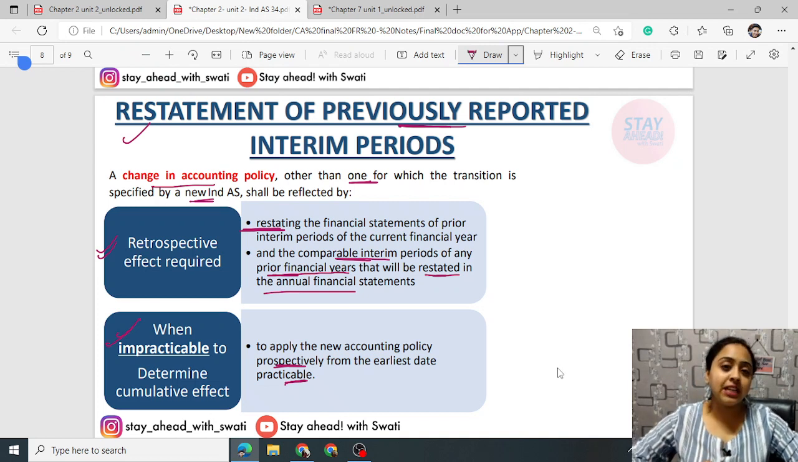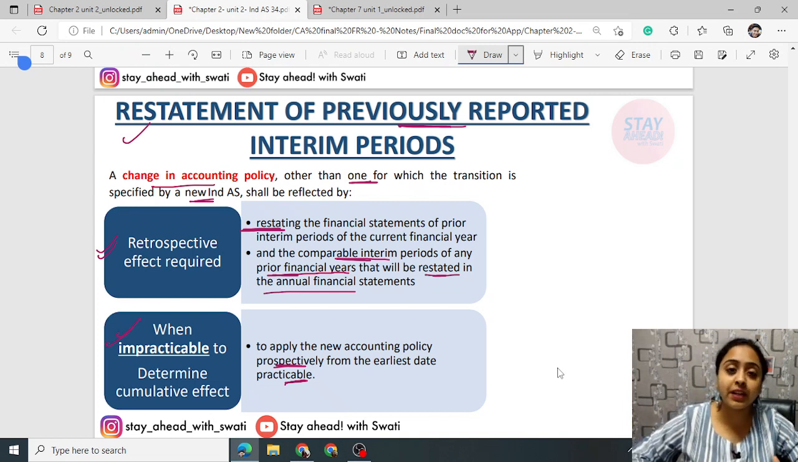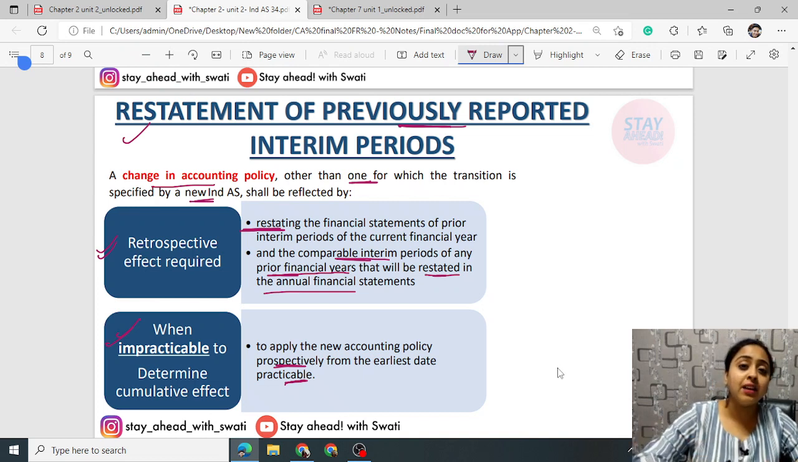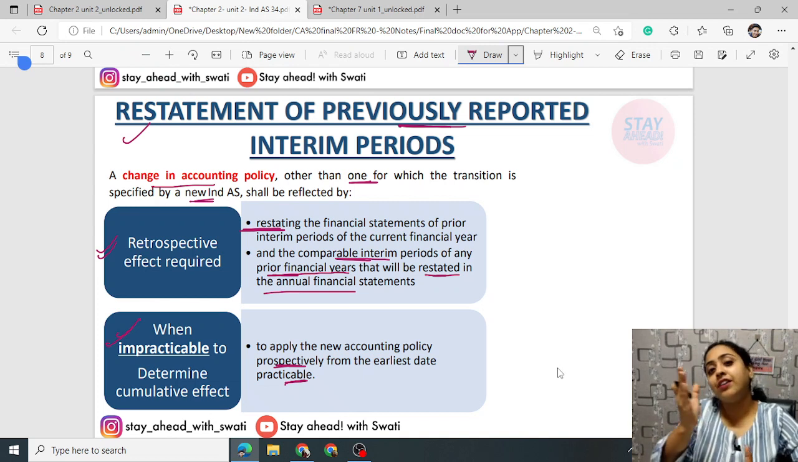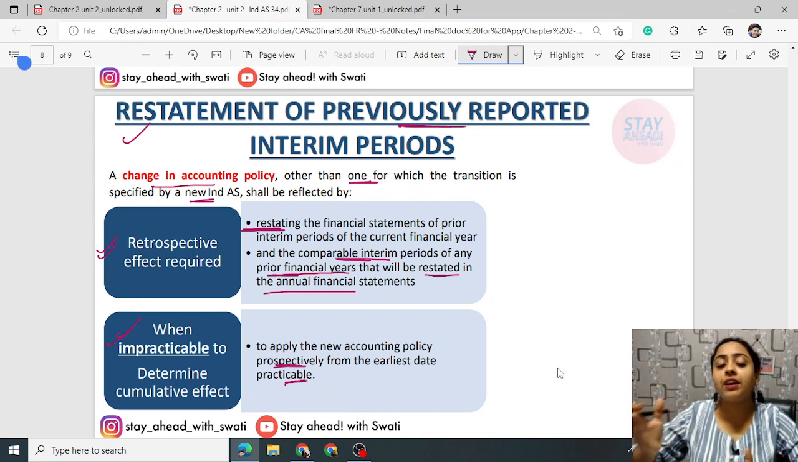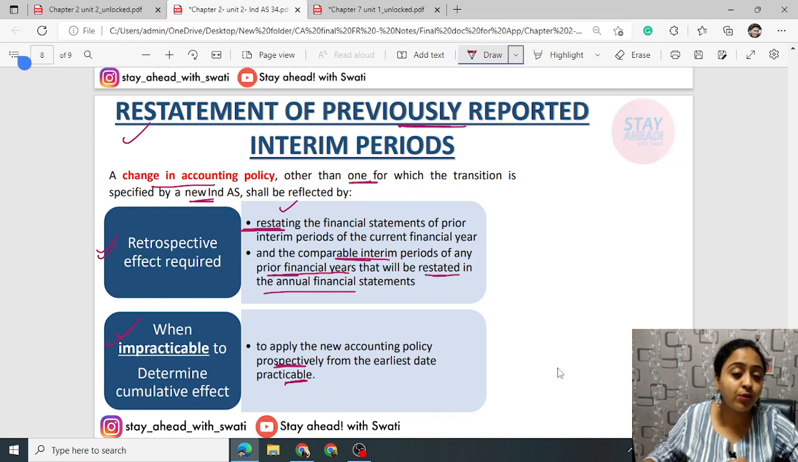If any particular change in accounting policy or any new standard applied has to be applied retrospectively, then you need to restate. But if, after putting up all the reasonable efforts, you are unable to apply such treatment retrospectively, that is before the current date, then you need to apply it prospectively, that means from the current date onwards. So, retrospective required, restate information. If impracticable, if you are not able to do that, then apply it prospectively.